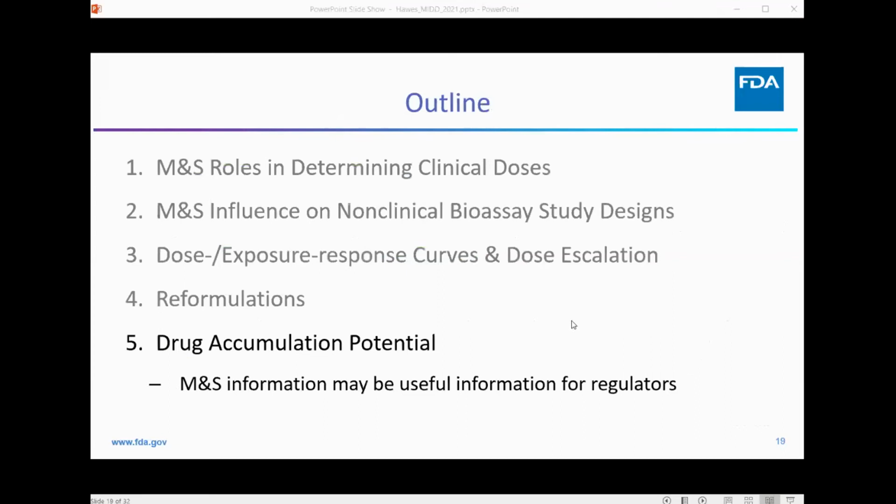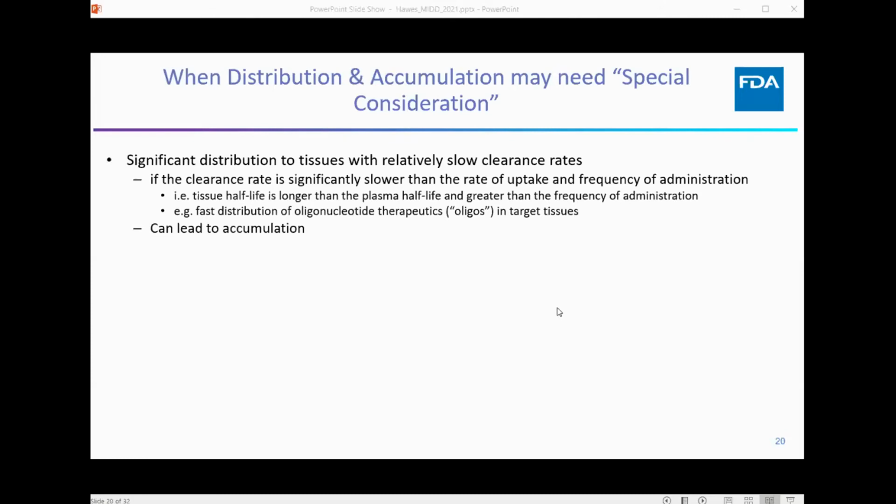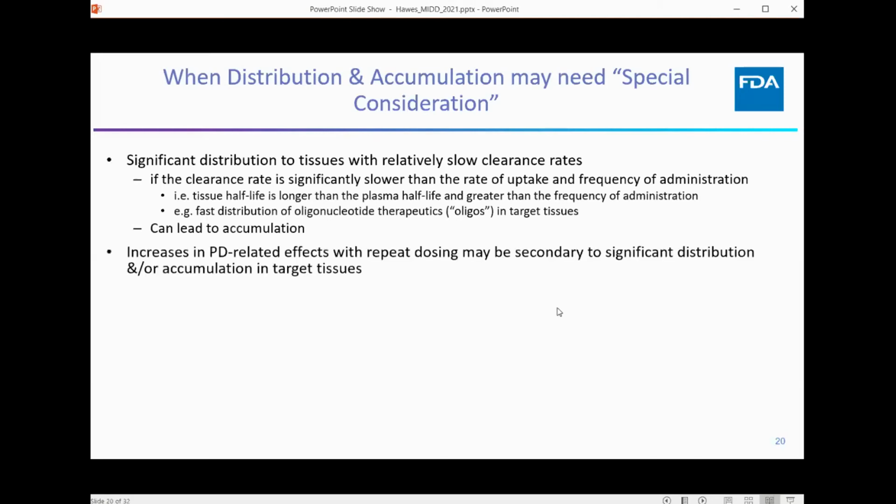Switching to drug accumulation potential, since we still have a few minutes, I'll attempt to highlight some aspects of this challenging area where MNS could potentially play a role and provide some useful insights. There are several instances when distribution and accumulation may need special consideration, which can present regulatory challenges. This includes when there is significant distribution to tissues with relatively slow clearance rates, and this can then lead to accumulation.